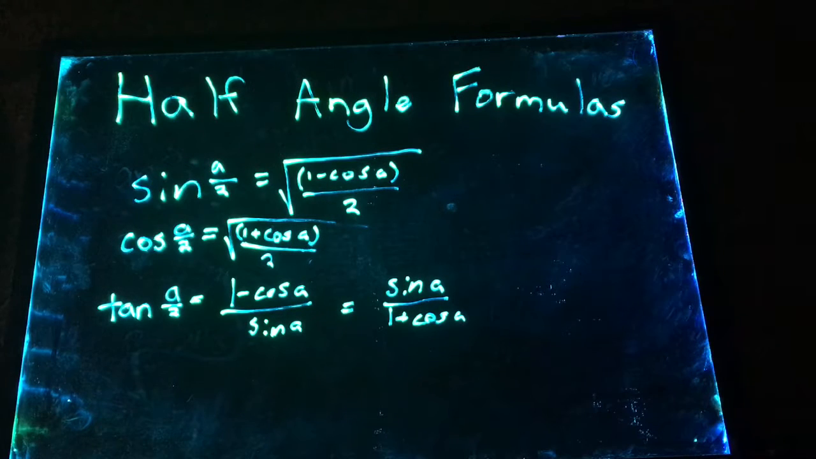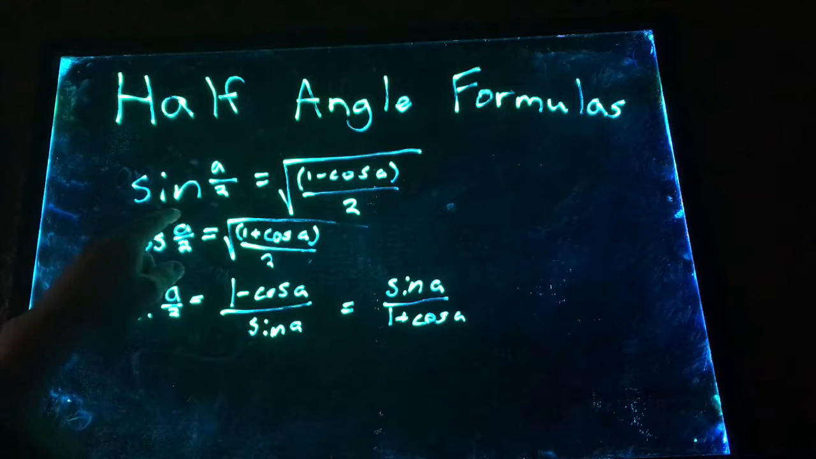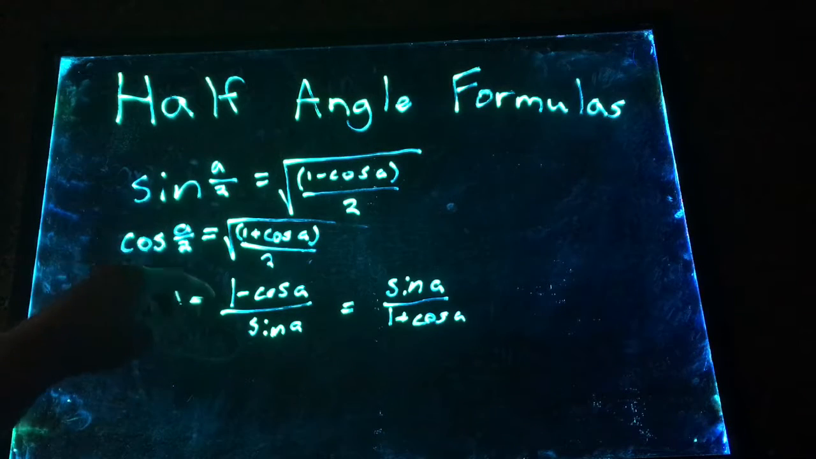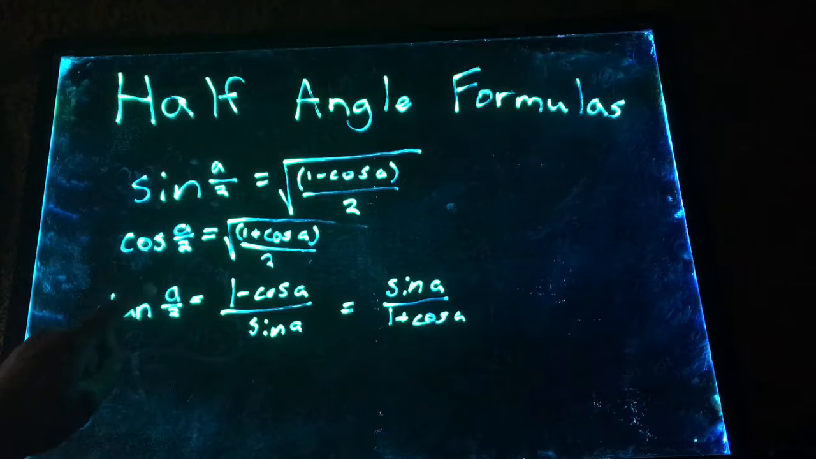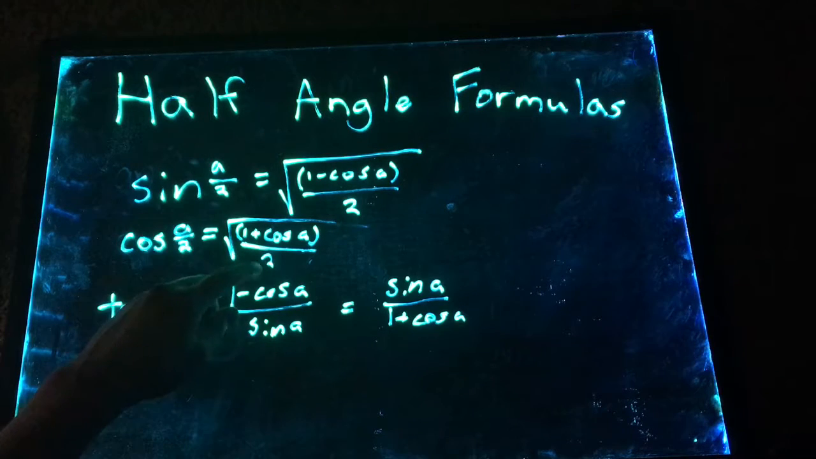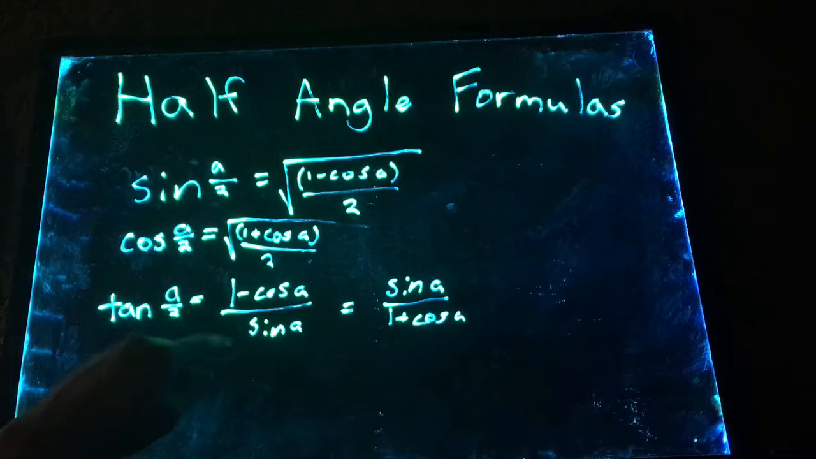You have your cosine formula: cosine of your known measure divided by 2 is equal to the square root of 1 plus cosine of the measure you know over 2. And then you have tangent of the measure you know over 2, which is equal to both 1 minus cosine of A over sine of A, and sine of A over 1 plus cosine of A.